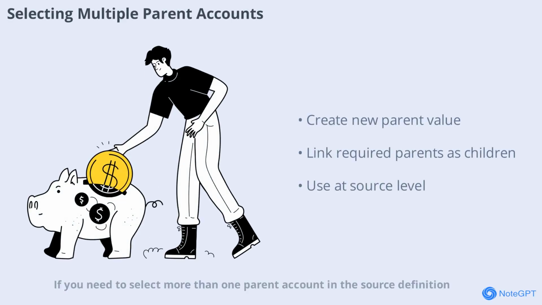If you need to select more than one parent account in the source definition, create a new parent value and link all required parent values as its children. Then, use this new parent value at the allocation source level. This approach simplifies the selection process and ensures all necessary accounts are included in the allocation.